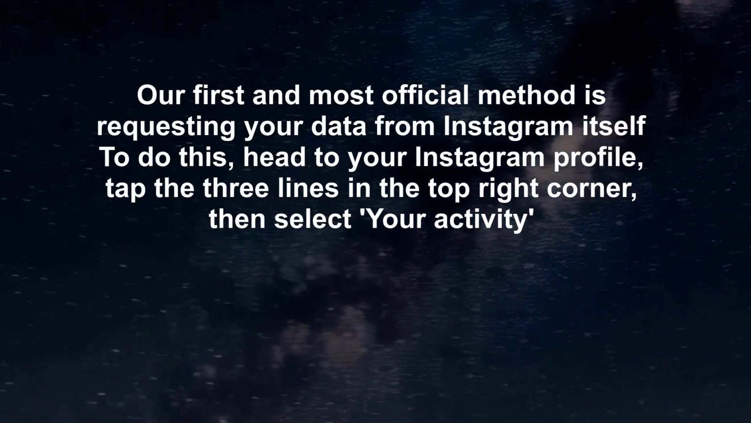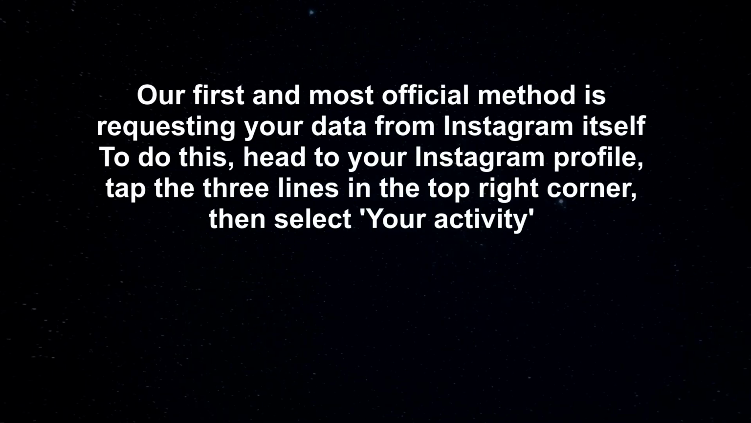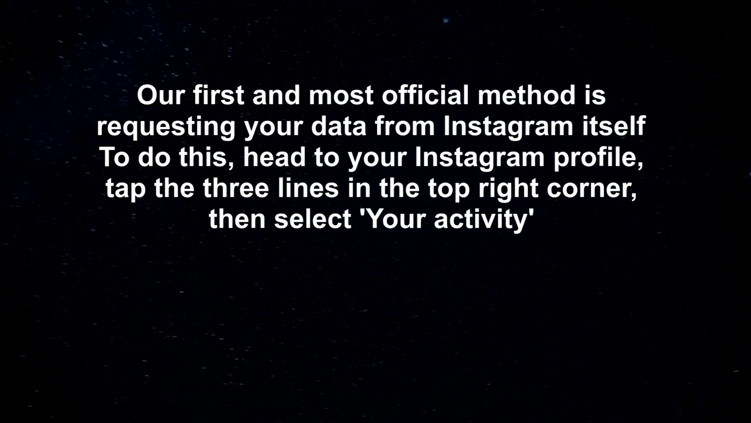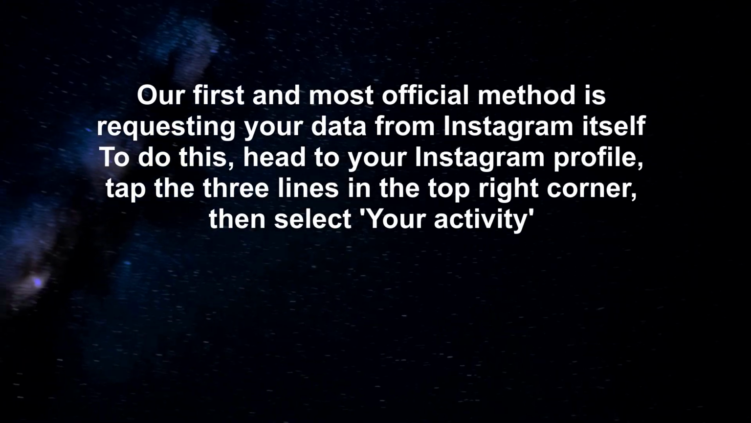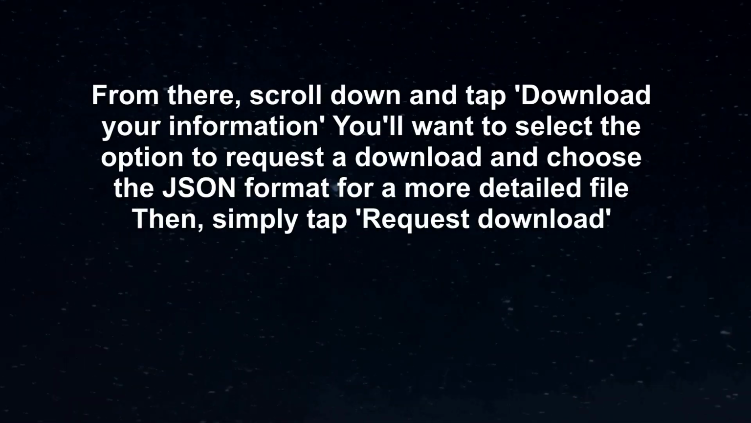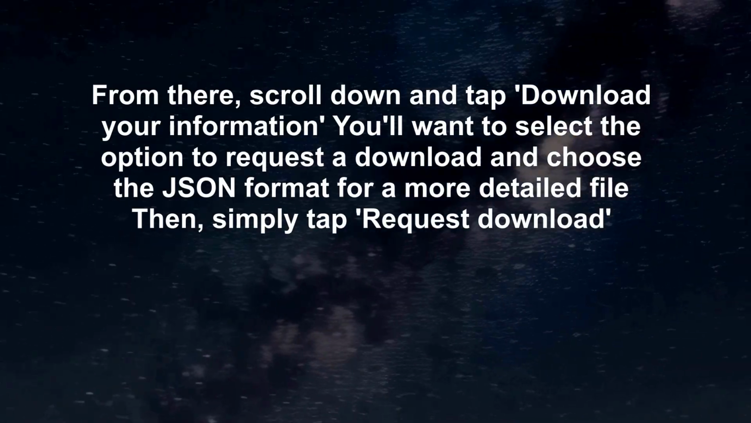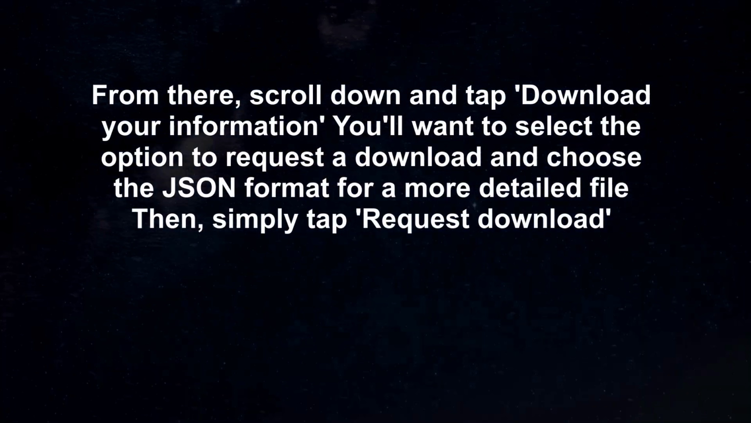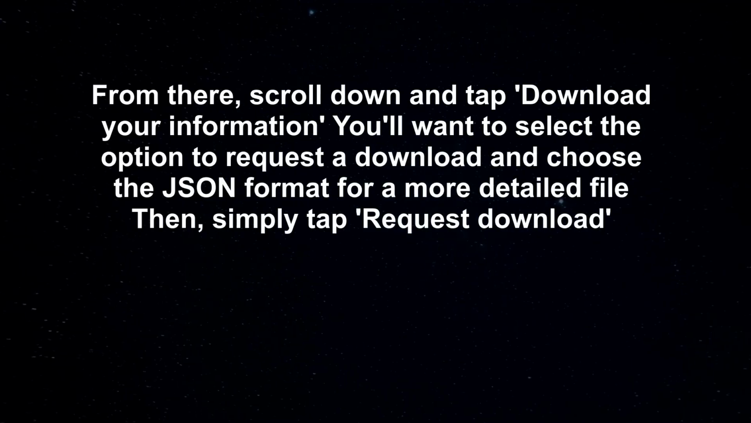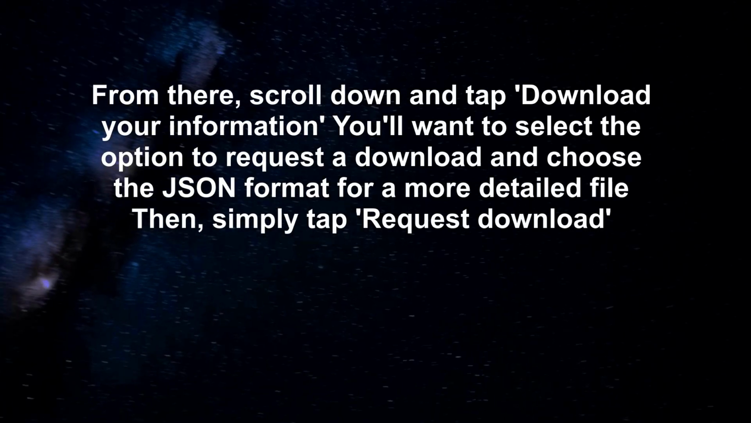Our first and most official method is requesting your data from Instagram itself. To do this, head to your Instagram profile, tap the 3 lines in the top right corner, then select your activity. From there, scroll down and tap Download your information. You'll want to select the option to request a download and choose the JSON format for a more detailed file. Then, simply tap Request Download.